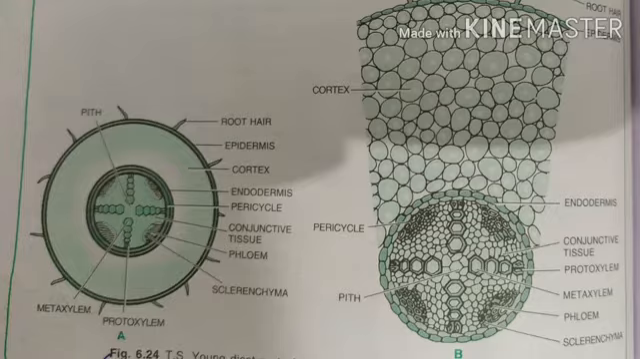Then the pericycle is present. The pericycle consists of again thin-walled parenchymatous cells. We will observe this pericycle when we discuss secondary growth. These thin-walled parenchymatous cells present in the pericycle will give rise to lateral roots and vascular cambium, due to which secondary growth in the root will be observed. So what do we mean by secondary growth? Secondary growth means increase in width, and primary growth means increase in length.